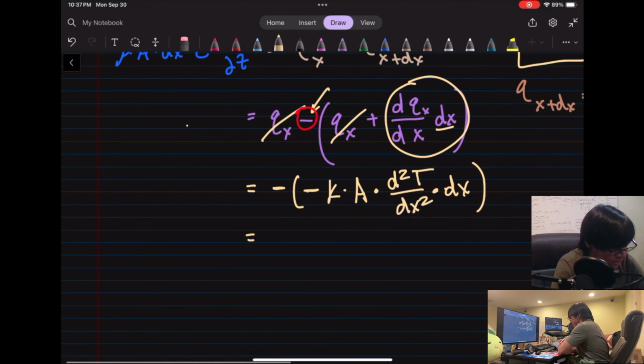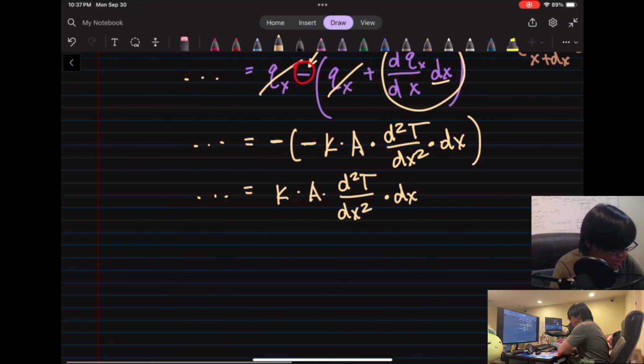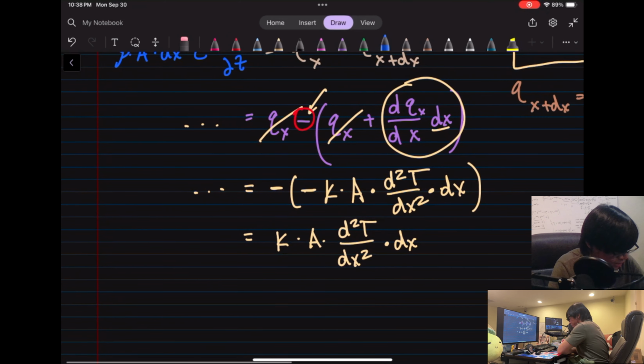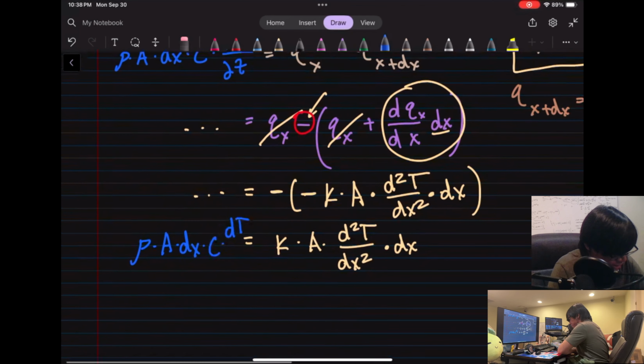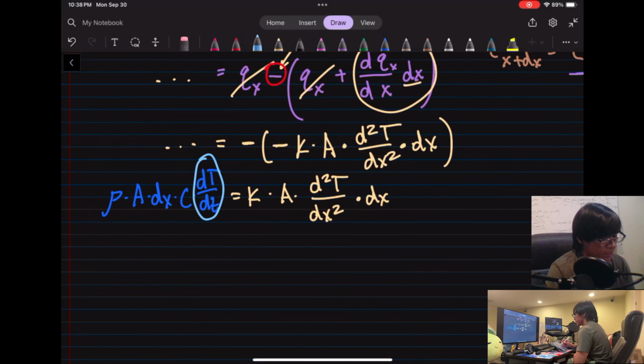I'll go ahead and rewrite this right side. So it will be thermal conductivity, A, the second derivative of temperature with respect to position, and dx. And to break down the left-hand side, we have our density, area, dx width, our specific heat, and our differential temperature with respect to time. That equals sign here. And now you're seeing our differentials with respect to time and position.